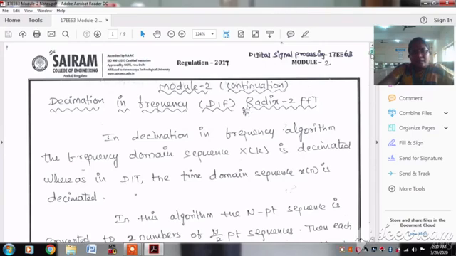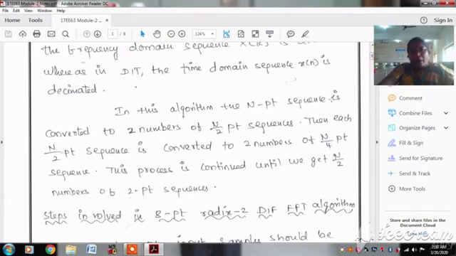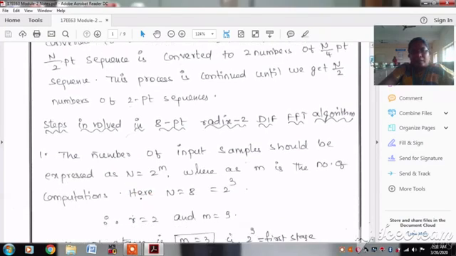And in this decimation in frequency algorithm, the N point sequence is converted to two N by 2 point sequences. Then each N by 2 point sequence is converted to two N by 4 point sequences. This process is continued until we get N by 2 numbers of 2 point sequences. Now we will see the steps involved in 8-point radix 2 DIF FFT algorithm.